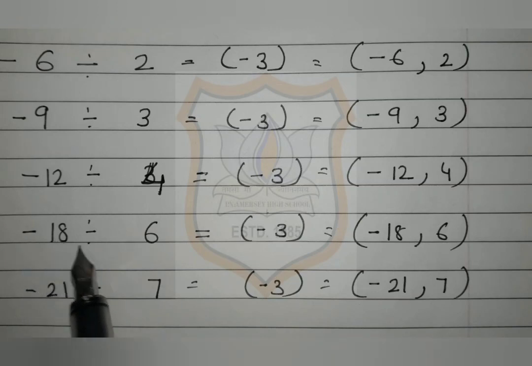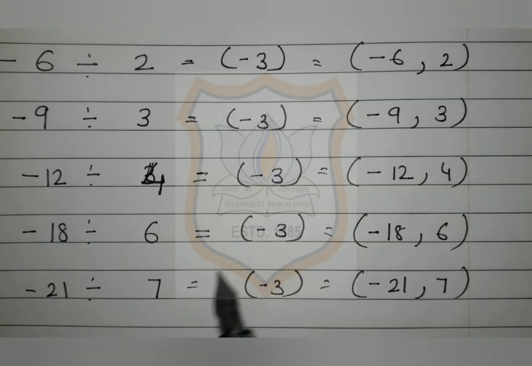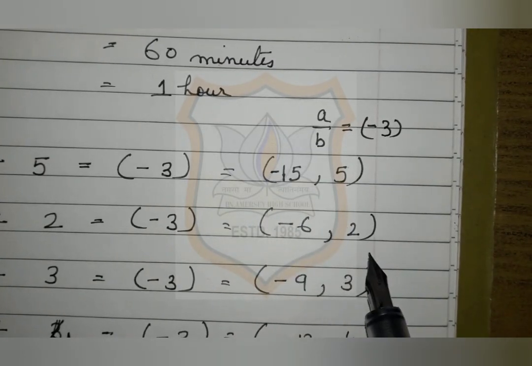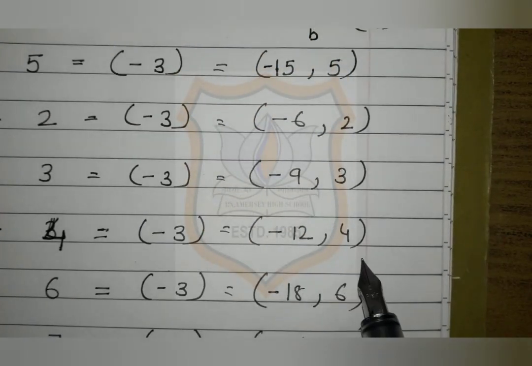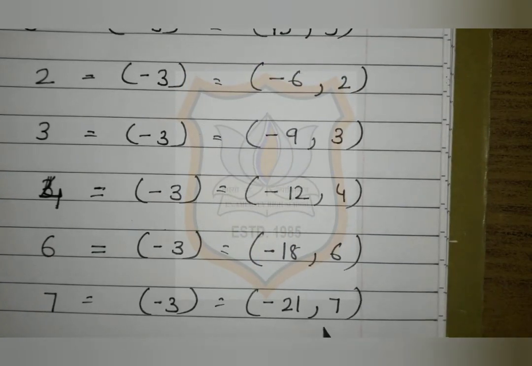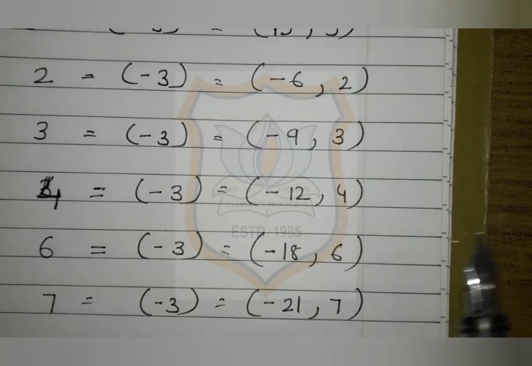Another one is minus 18 and 6. When we divide minus 18 by 6, the answer is minus 3. Next is minus 21 and 7. When we divide minus 21 by 7, the answer is minus 3. So we can say that minus 15 and 5, minus 6 and 2, minus 9 and 3, minus 12 and 4, minus 18 and 6, and the last one, minus 21 and 7, are the 5 pairs of integers in which A is divided by B, that is equal to minus 3.